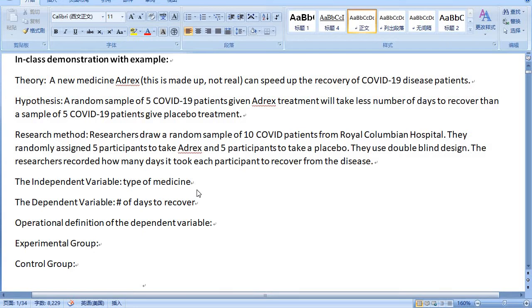Exactly how you measure a variable is called operational definition. You need to provide an operational definition for the variable of recovery time. What do you mean by recover? Do you mean that there's no fever? Do you mean that the virus is gone, the virus test becomes negative?